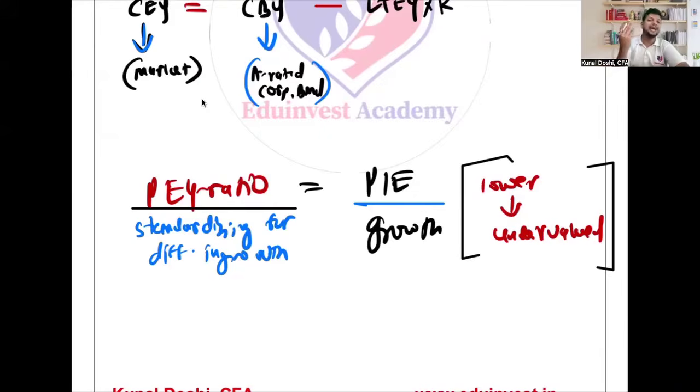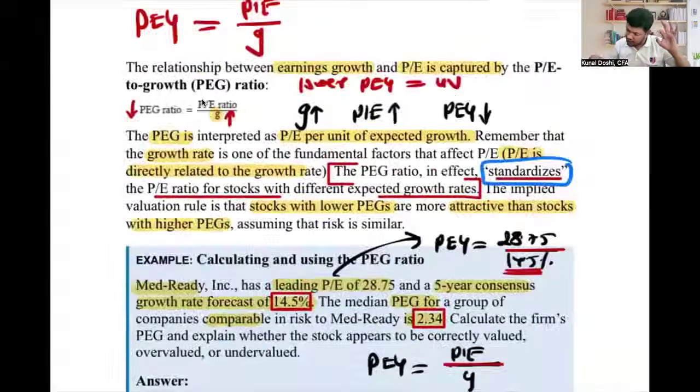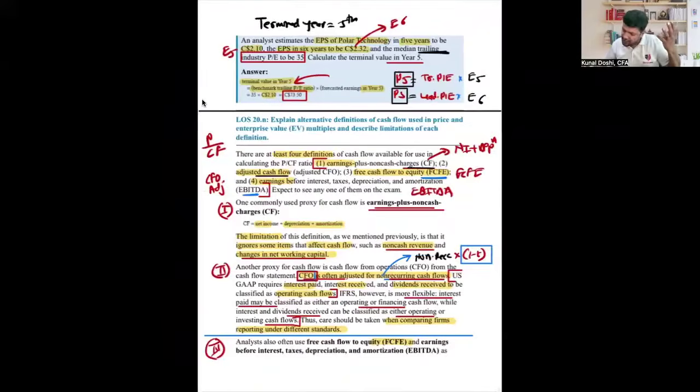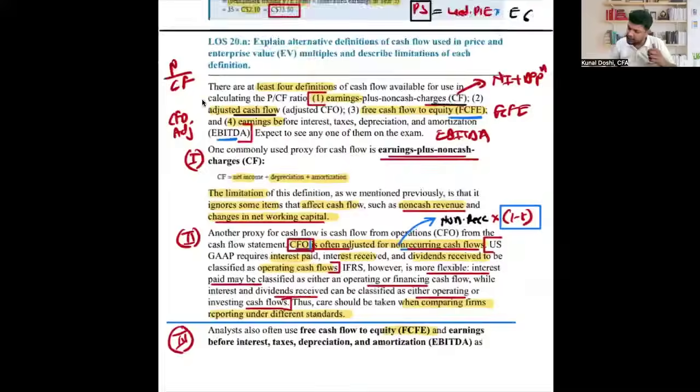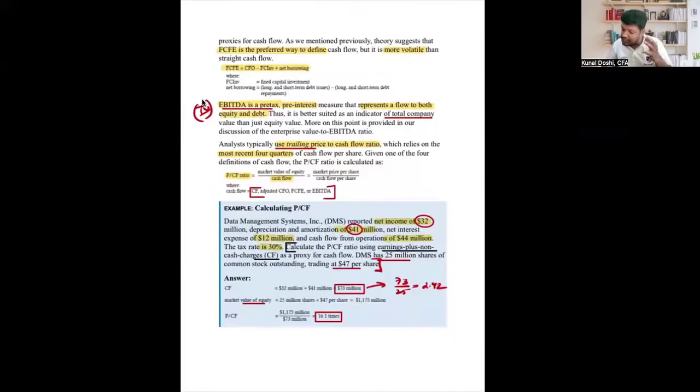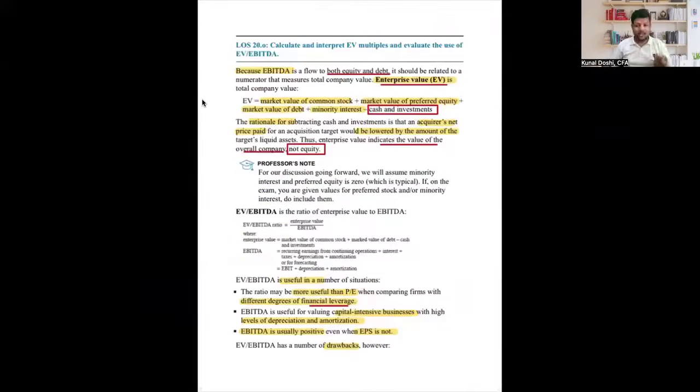Correct? Then what do we call it? We call it undervalued. Correct? There are a few more things related to the justified P/E ratio. We discussed how to adjust for the cash flows, as well as how to adjust the earnings for the non-recurring items, right?